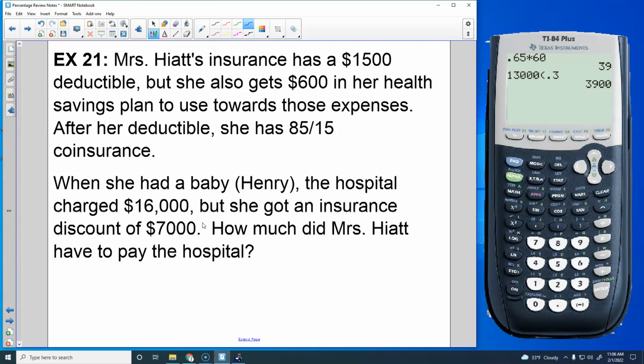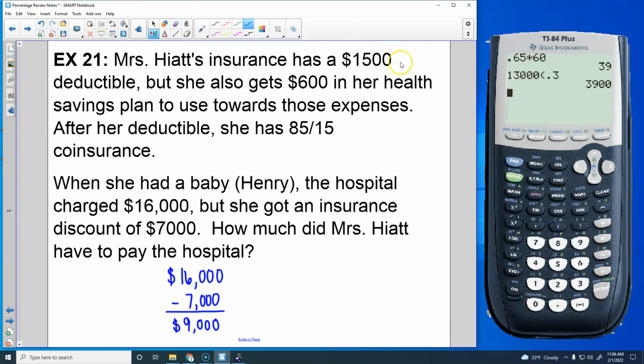So insurance negotiated a discount of $7,000. The question is how much did I have to pay? What insurance does is negotiate the bill down first. $16,000 is what they charge. They usually charge more than insurance is going to pay, hoping insurance will pay it. So insurance negotiated a $7,000 discount, so that leaves me $9,000. So $9,000 is what's left that's got to be paid.